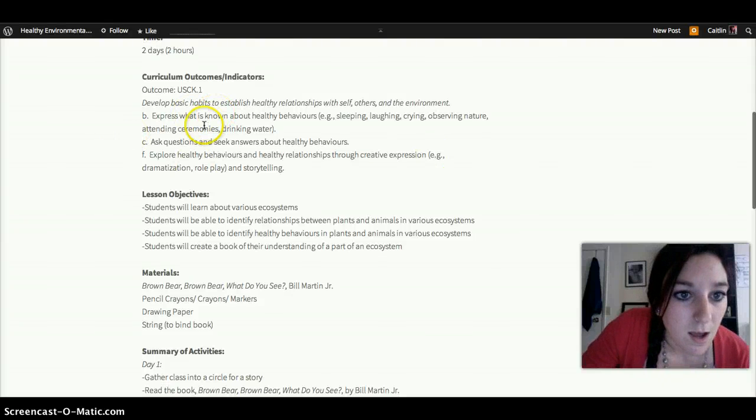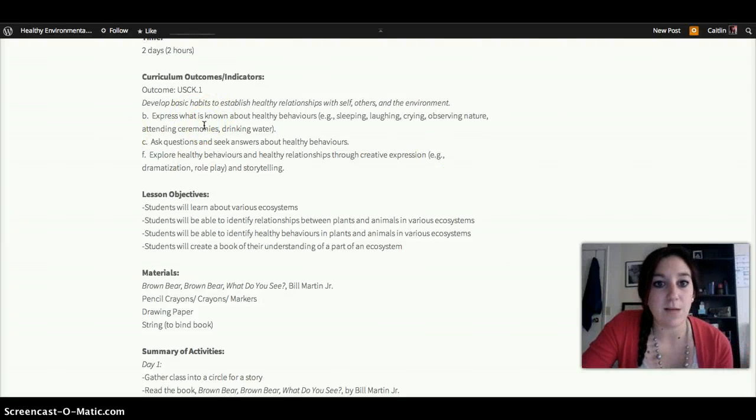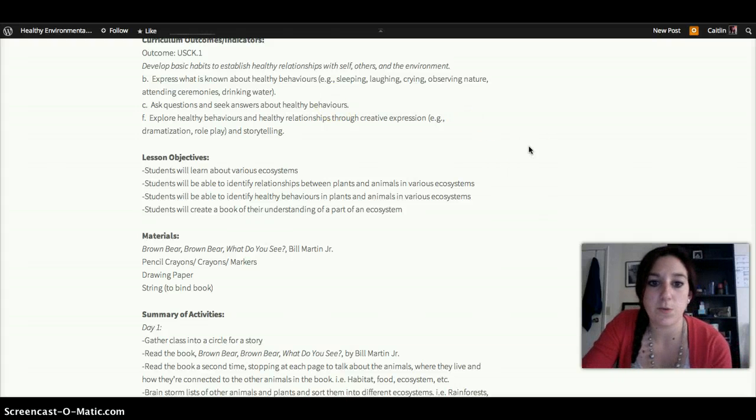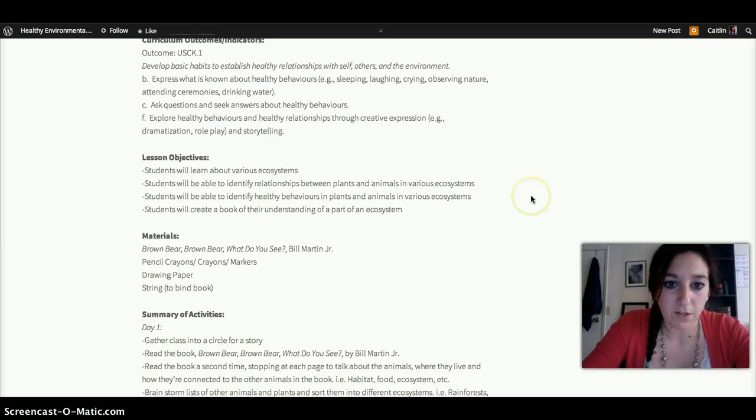Curricular outcomes is number 1, which is develop basic habits to establish healthy relationships with self, others, and the environment, and indicators B, C, and F. Lesson objectives are students will learn about various ecosystems. Students will be able to identify relationships between plants and animals in various ecosystems. Students will be able to identify healthy behaviors in plants and animals in various ecosystems. And students will create a book of their understanding of a part of an ecosystem.